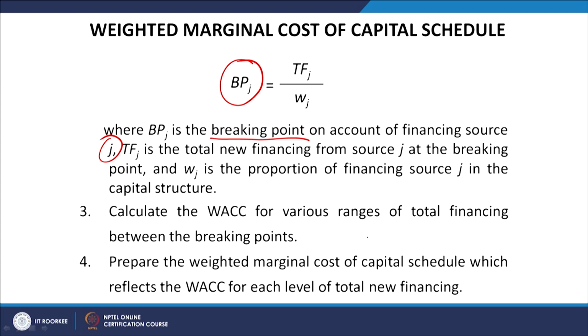Fourth, prepare the weighted marginal cost of capital schedule, which reflects the WACC for each level of total new financing. So, we have to prepare the total schedule and find out how much capital can be generated from the different sources, what the weighted average cost of capital will be, and what the maximum borrowing limit of all the projects put together is. Source-wise, how much maximum funds we can raise, for example from equity, debt and preference capital, and on the basis of the ranges of raising capital decided, you can work out the breaking points, and on the basis of these breaking points the marginal cost of capital can be worked out.